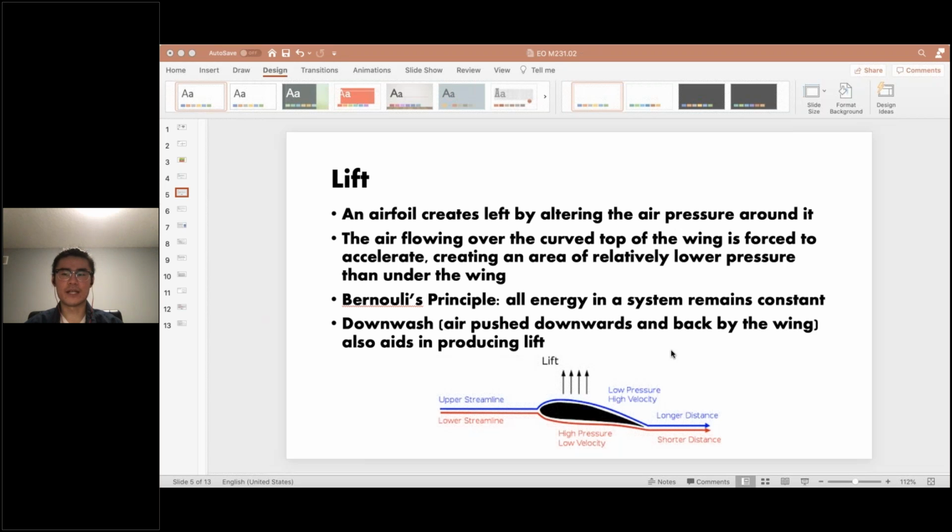So that's what creates lift, because high pressure is below the wing. It wants to move upwards. It wants to move towards that lower pressure system that is above the wing. That's what's actually making the airplane fly.